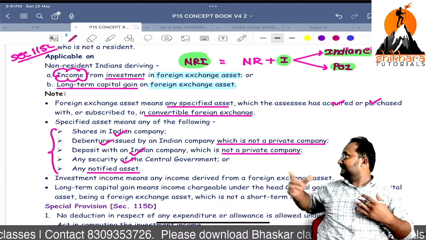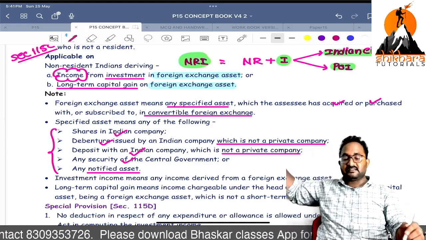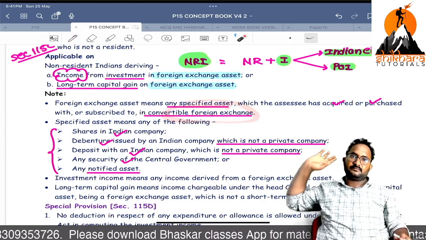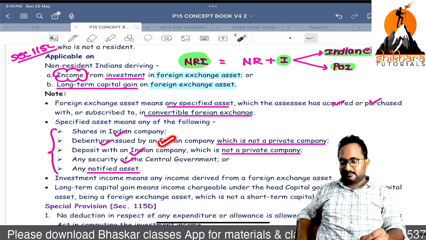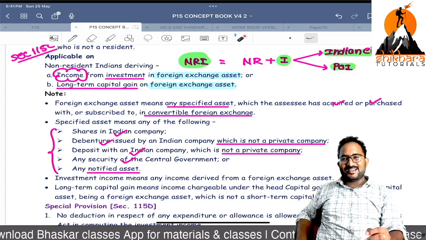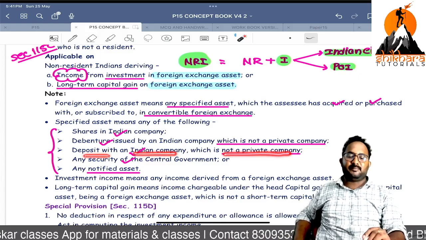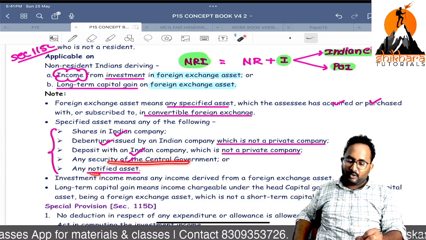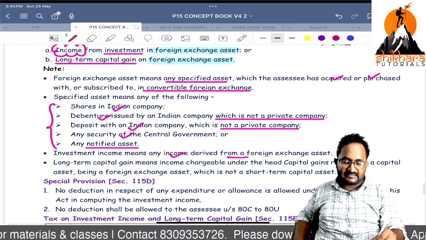What are the foreign exchange assets? Sir, one non-resident invested in the shares of an Indian company, that is a foreign exchange asset only. But he needs to invest that amount in which currency? Foreign currency. So debentures issued by the Indian company, public or private? Public. Okay. Now, deposits with the Indian company, that Indian company is a public company. Next, securities of central government, notified asset. Next, investment income means any income derived from the foreign exchange asset.